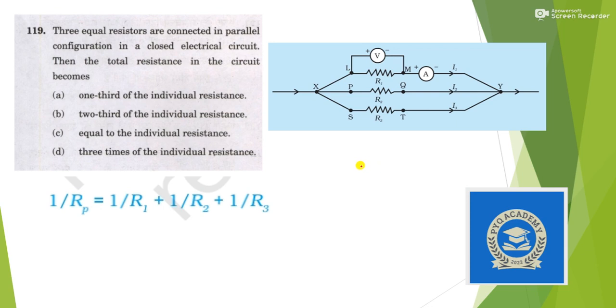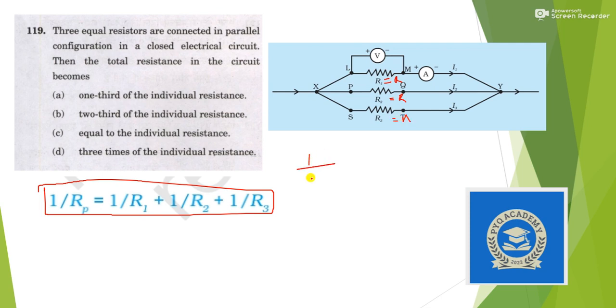Next is the question related to the chapter Current Electricity, in which three equal resistors are connected in parallel configuration in a closed electrical circuit. Then the total resistance is very simple. I took this formula, but I think you must all know about the series and parallel connection. Suppose this is R, this is also R, and this is also R. So I have to find the equivalent resistance. Let's take this small r: 1 by small r plus 1 by small r plus 1 by small r.